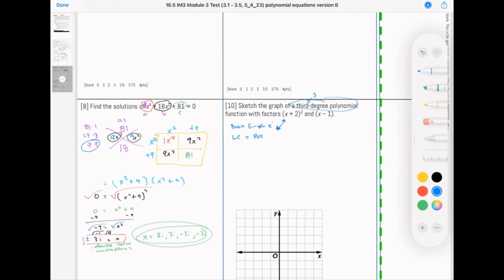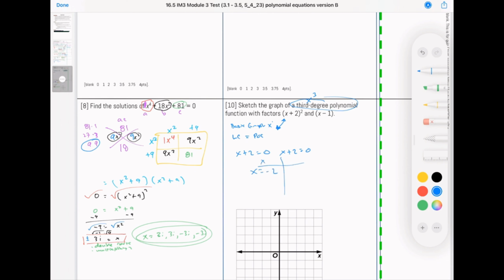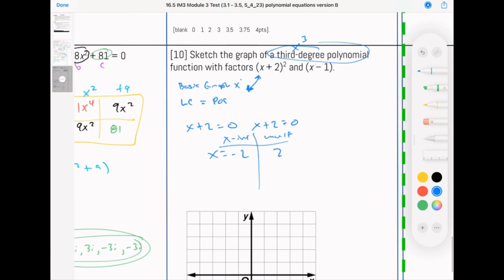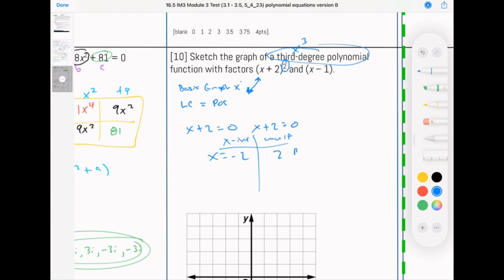Let's talk about our multiplicity here. So x plus 2, and you'll get x equals negative 2. So this is my x-intercept, and the multiplicity there's 2. 2 means a bounce or a kiss, because it's an even multiplicity. This one, x minus 1, so x equals 1. And this one has a multiplicity of 1, which is a shoot through.